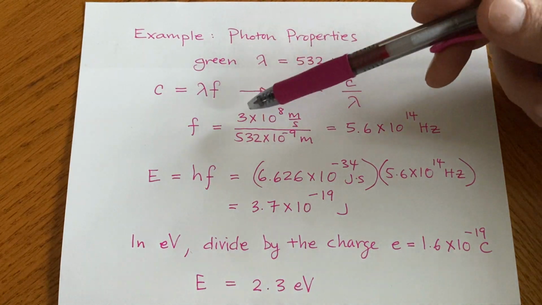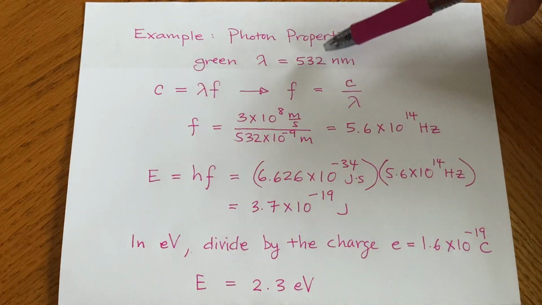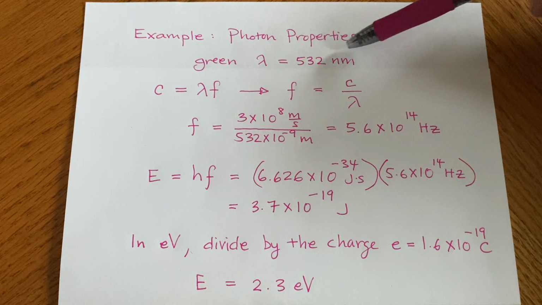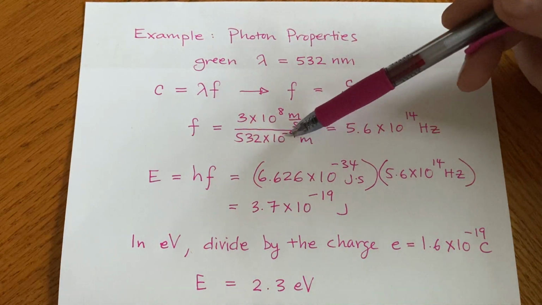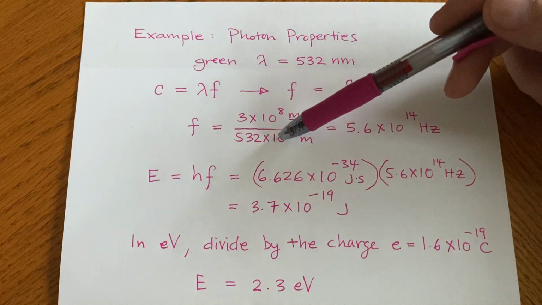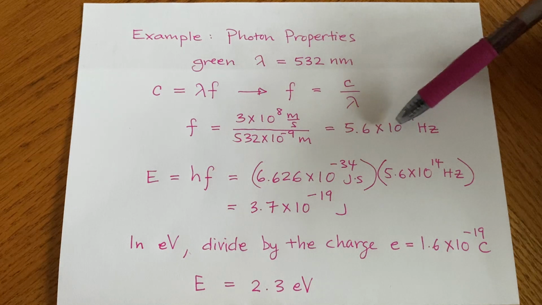The speed of light is a constant, 3 times 10 to the 8th. The only thing we need to be careful about here is that nanometers isn't meters, so we have to do the conversion. 532 times 10 to the minus 9 meters, and we get a frequency of 5.6 times 10 to the 14 hertz.